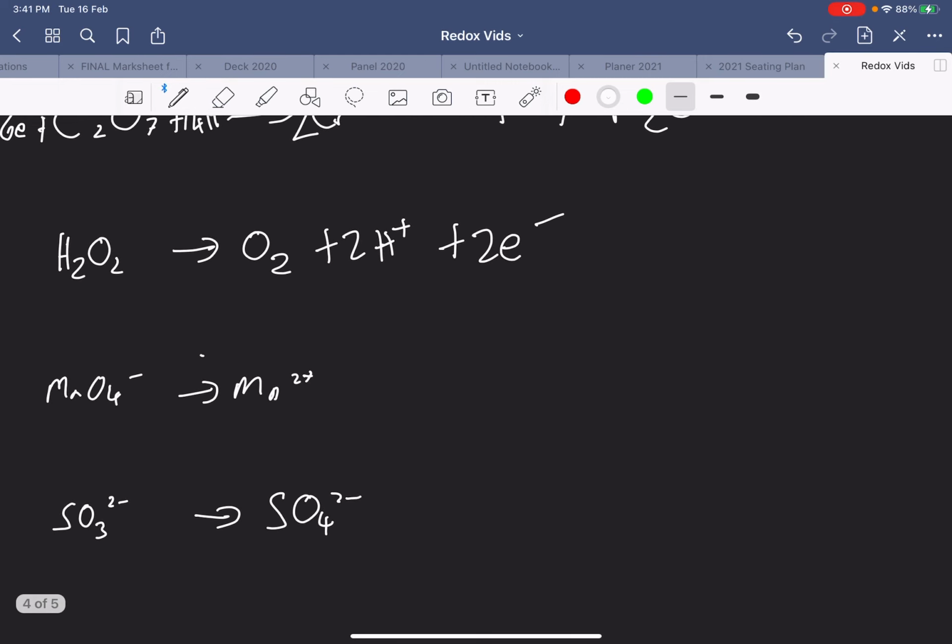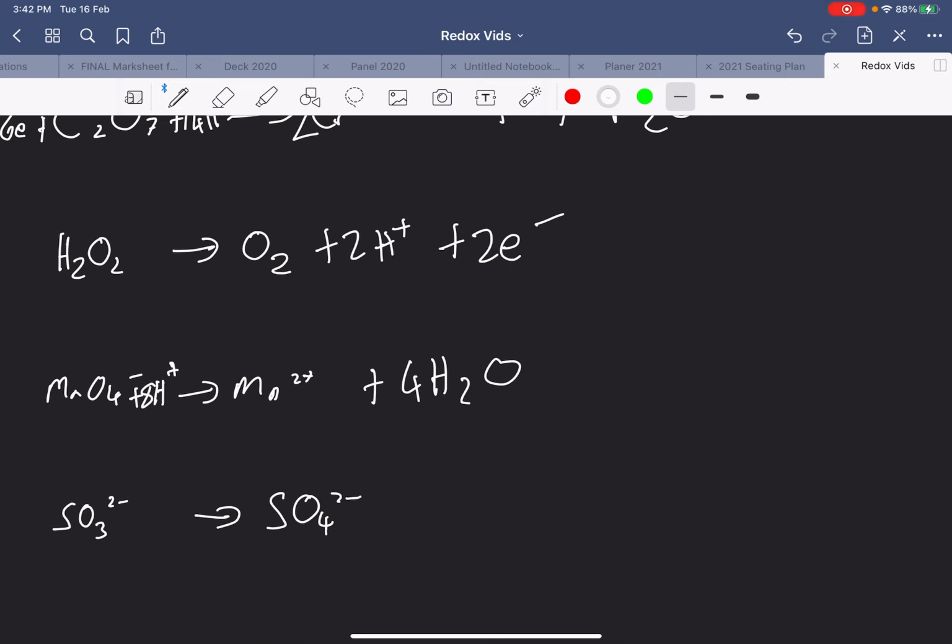Permanganate and Mn2 plus. Again, balance the manganese. Done. Then we're going to balance oxygen, 4H2O. Then we're going to balance hydrogen. We're going to have 2 times 4, 2 times 4. So we're going to balance that out with 8H plus.